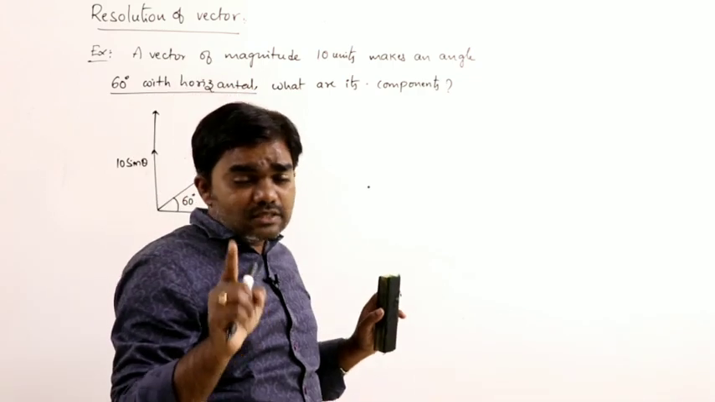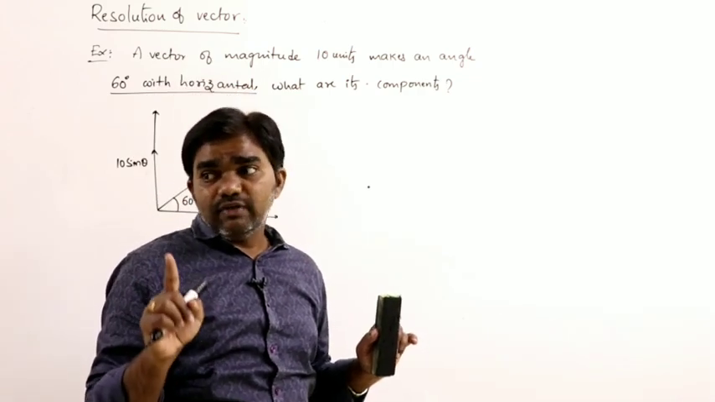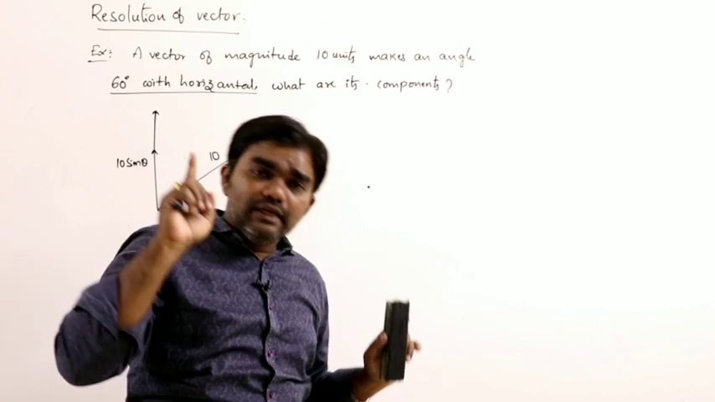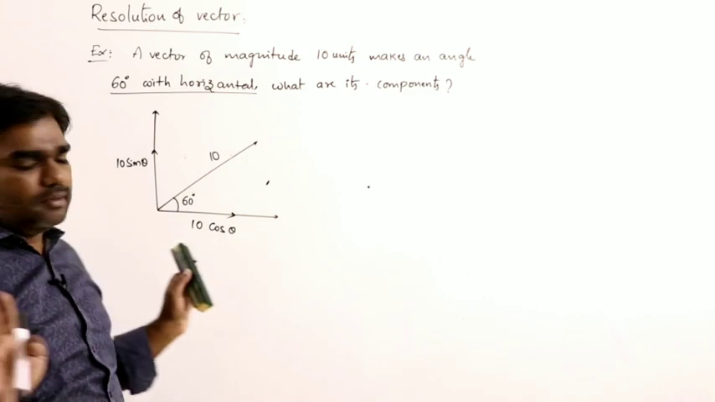So one sentence you must remember blindly: with whichever axis the vector makes an angle theta, that component is cos theta, and the other one is sin theta. You must remember that.